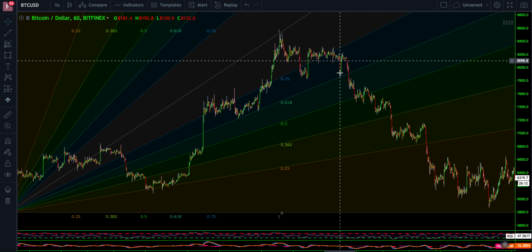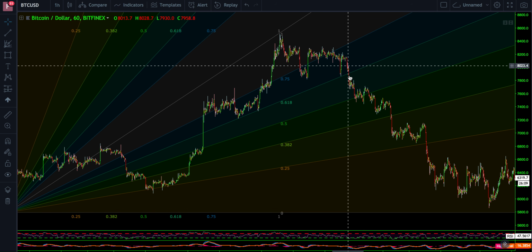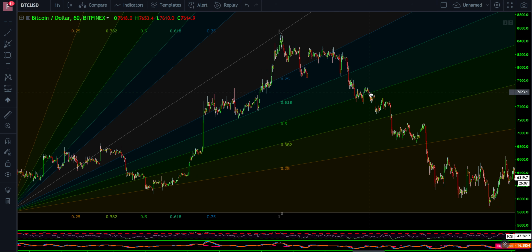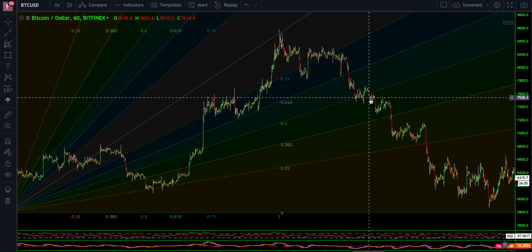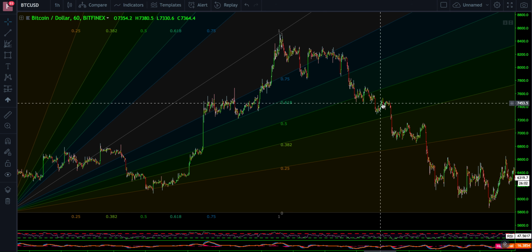Now, look how it came down and it touched the support and it bounced. And it failed, came down, it found support again here. It failed, it turned into resistance. So all these are tradable.